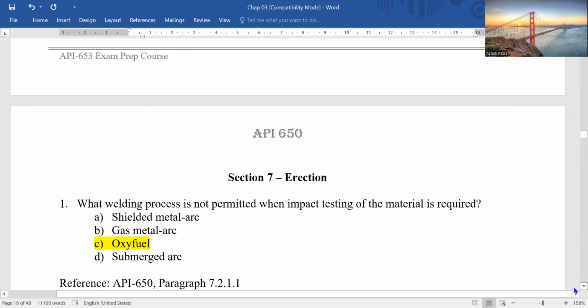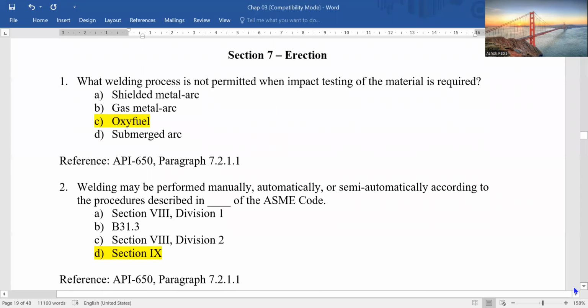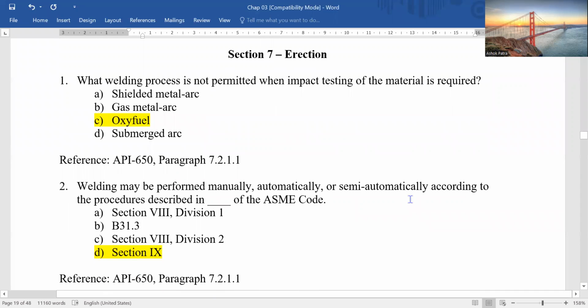This is erection, section 7. First we see 6 and 8 and then 7, because the numbers I just divided into 2, about equal. What welding process is not permitted when impact testing of the material is required? Oxyfuel. Oxyacetylene welding is not permitted when impact testing is required.